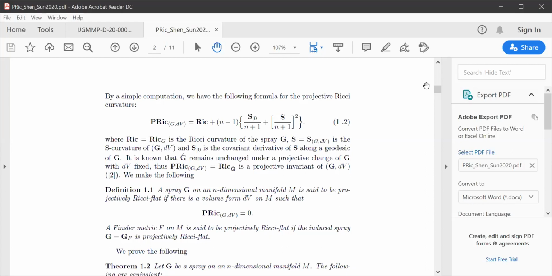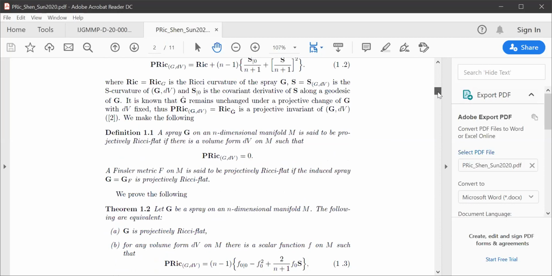Now, a Finsler metric we say is projectively flat if the induced spray is projectively flat. From this definition, in particular, if the Finsler metric with its Busemann-Hausdorff measure gives a projective Ricci curvature that is 0, of course it's projectively flat by our definition.